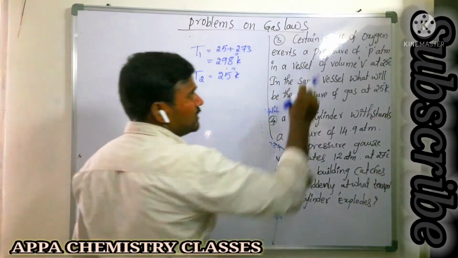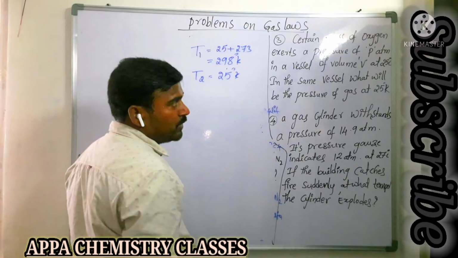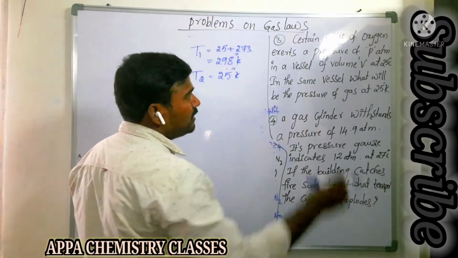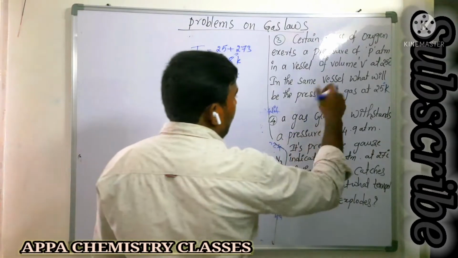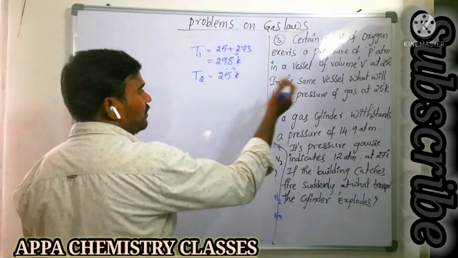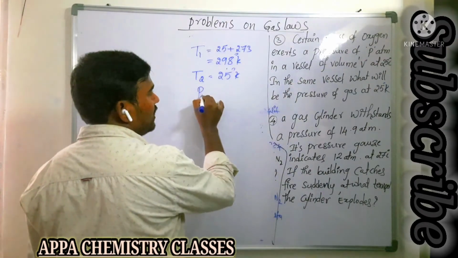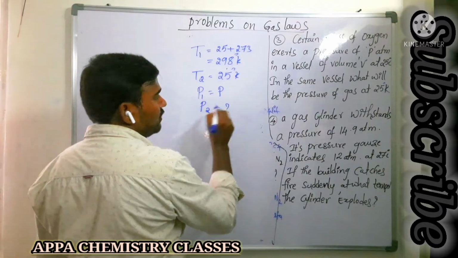What are they saying? A certain mass of oxygen exerts a pressure of P atmosphere in a vessel of volume V. So what will be the pressure of the gas at 25 degree Kelvin? That is the pressure they are asking. Initial pressure is P. Final pressure they are asking us to calculate.